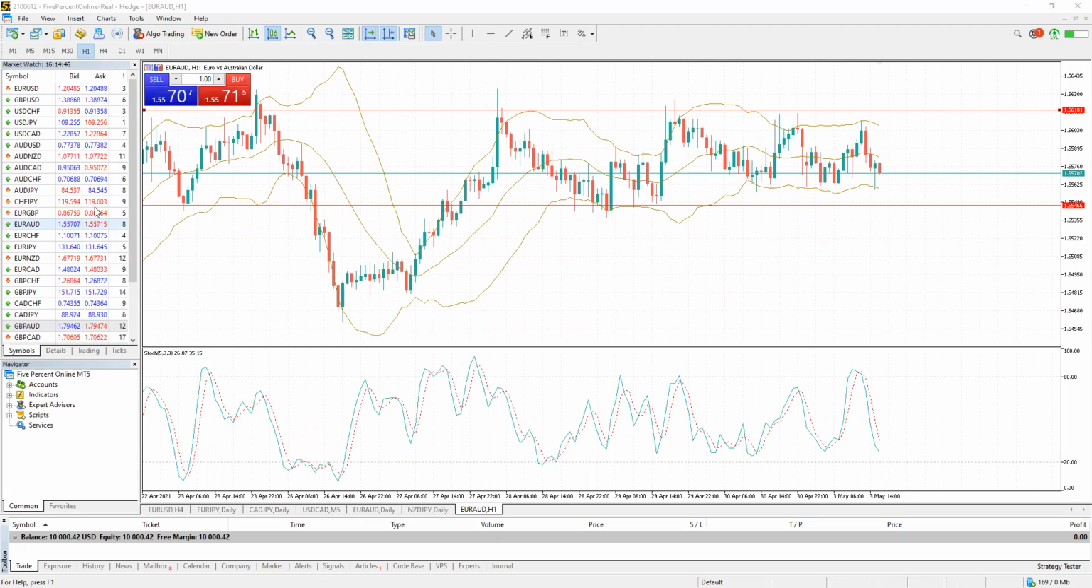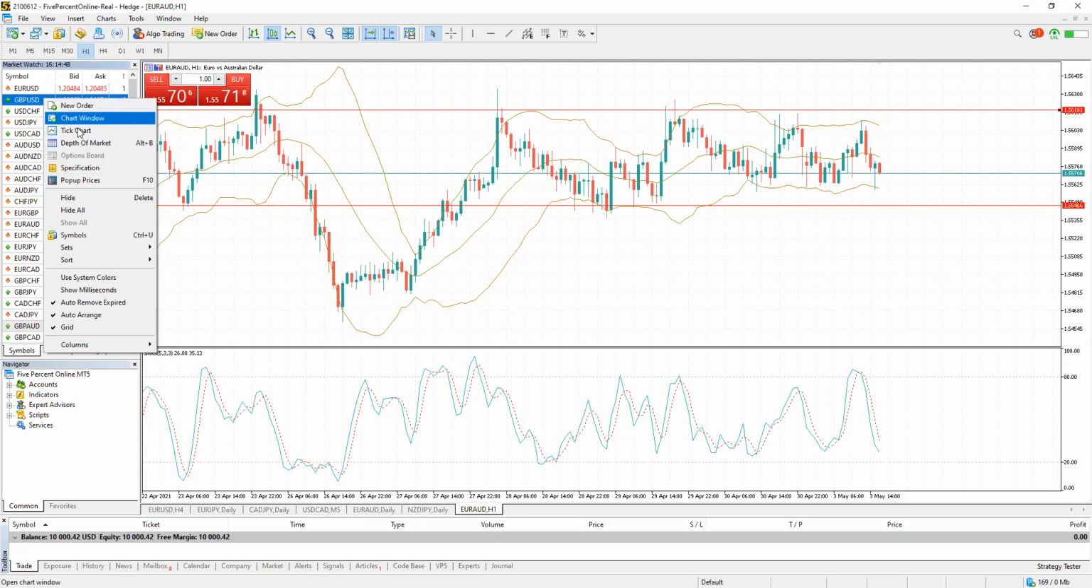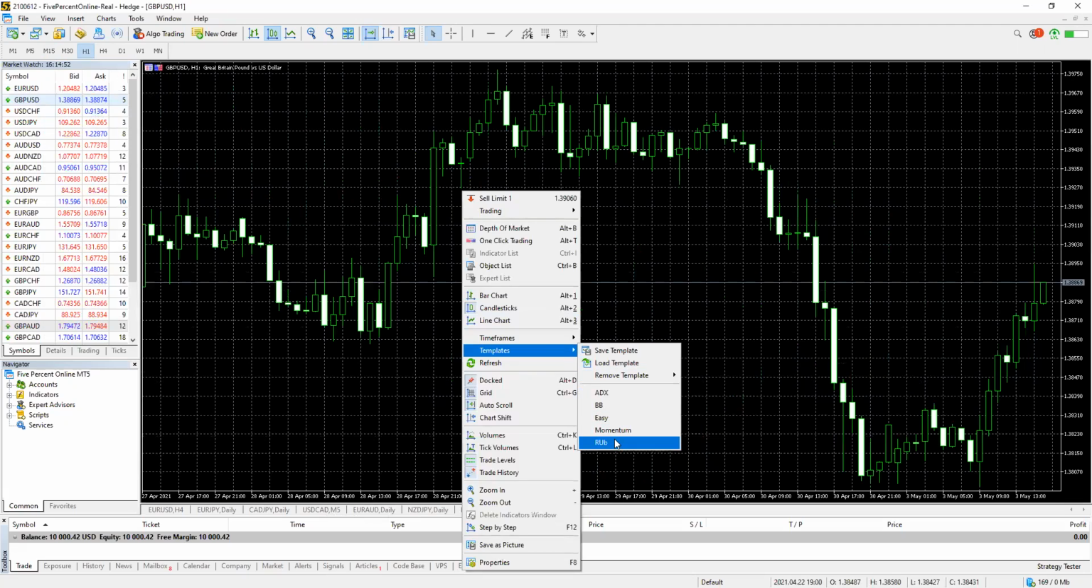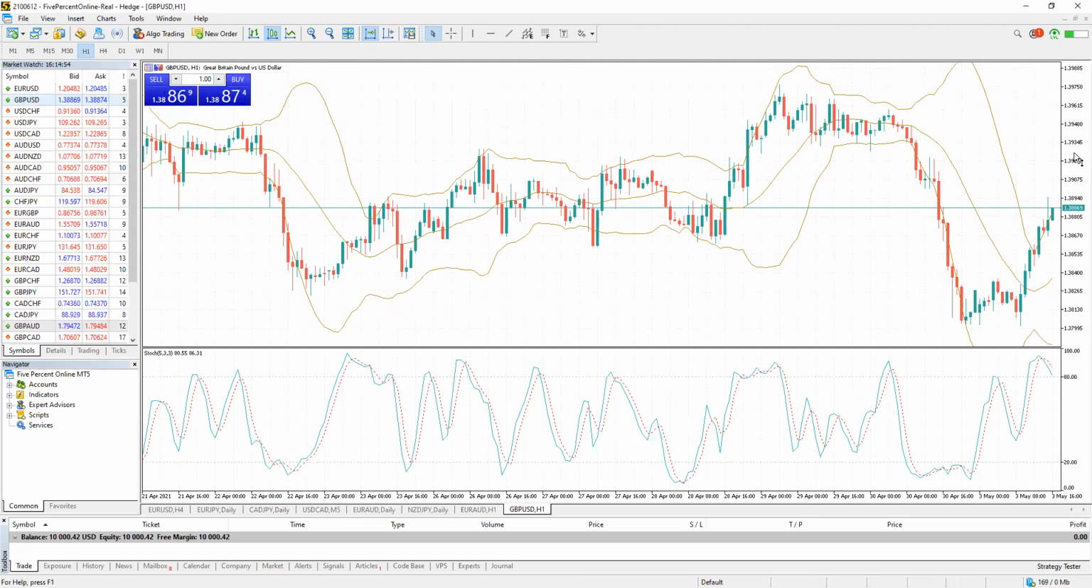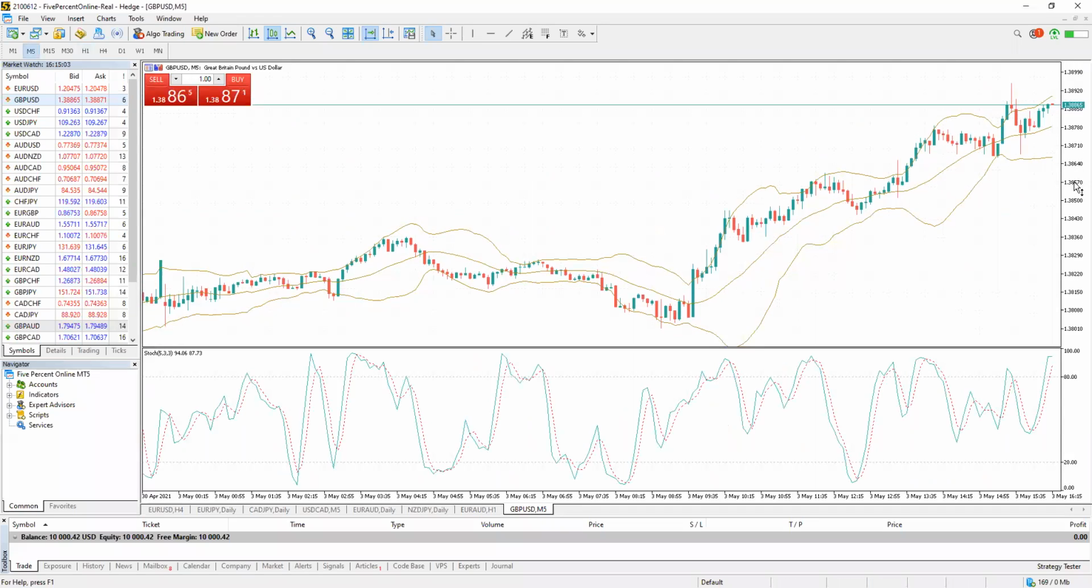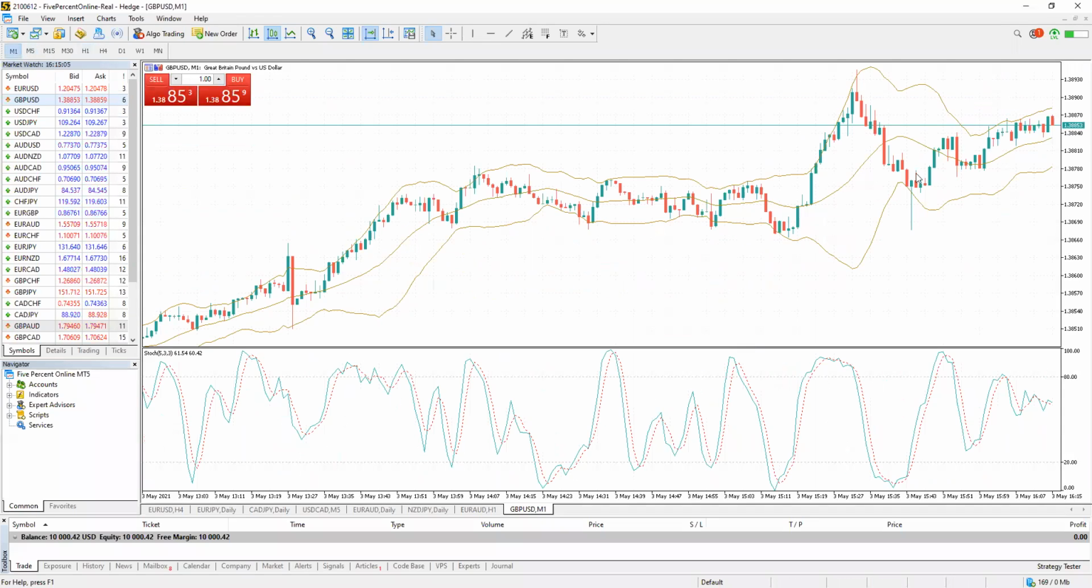Okay, let's look at the GBP USD. That's also one that I wanted to do. You said on 1 minute.